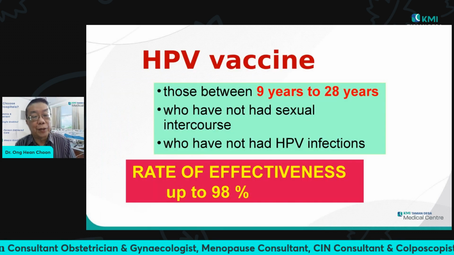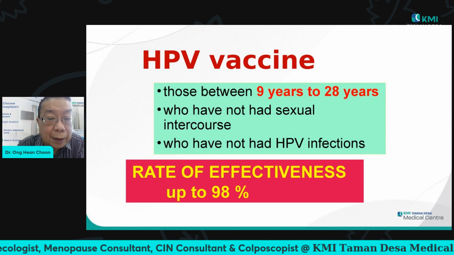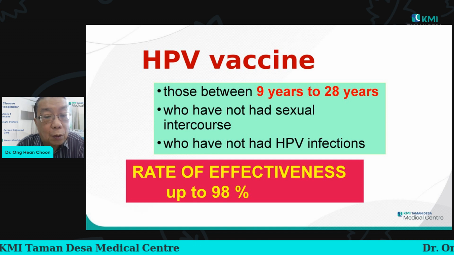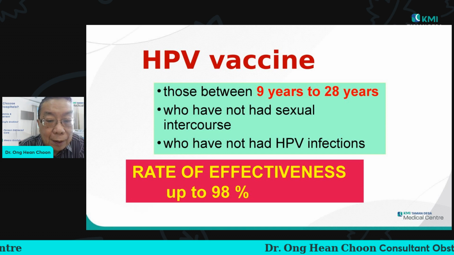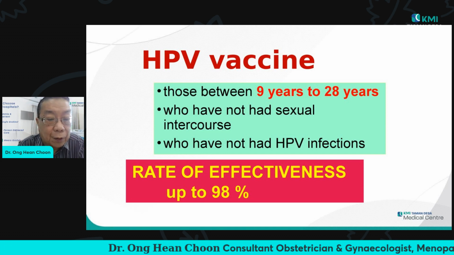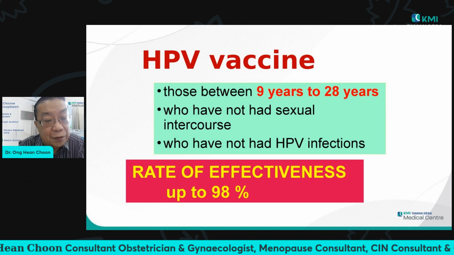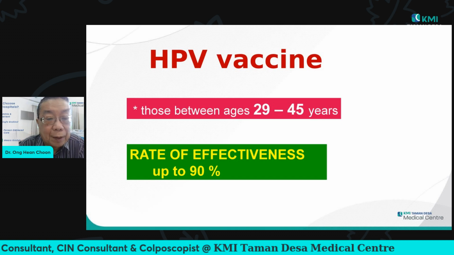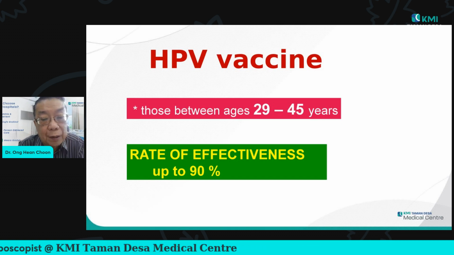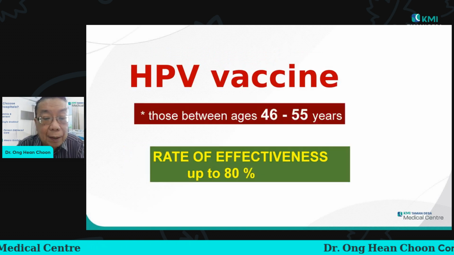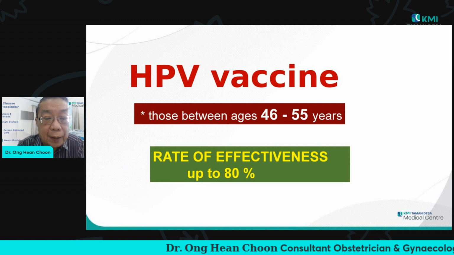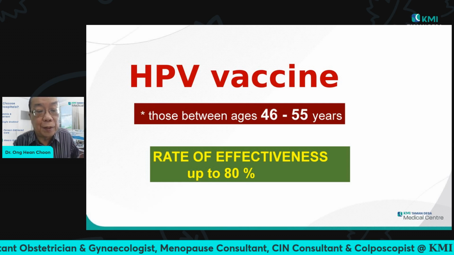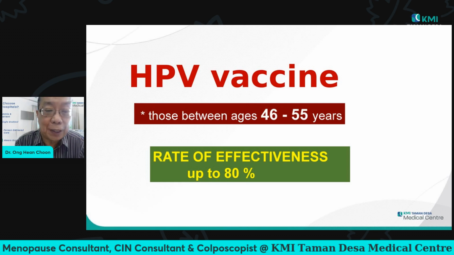Now, it has been mentioned that if you look at the group between 9 to 28 years, especially those who have not had any sexual intercourse and those who have not had any HPV infection, the rate of effectiveness of the vaccine can be up to 98%, usually more than 90%. If you look at the group between 29 to 45, the rate of effectiveness can still be up to 90%. So it is still very high protection. And in a small group, age 46 to 55, there are few studies which indicate that the effectiveness can be up to even 80%. While in my experience, my patients tell me it's still quite high, so they are quite happy to take it up to the age of 55.